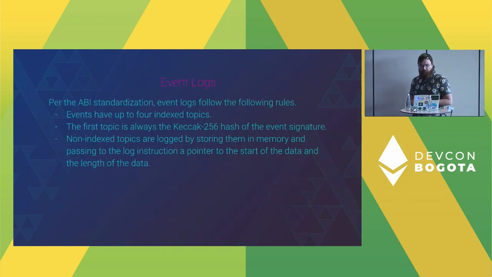So next up, we have event logs. Per the standardization, event logs follow the following rules. They can have up to 4 topics. The first topic is always the hash of the event signature, so it's going to be the event name, parentheses, and any types. Non-indexed topics are logged by storing them in memory and then passing to that log instruction a pointer to where that memory starts and how big that memory is.